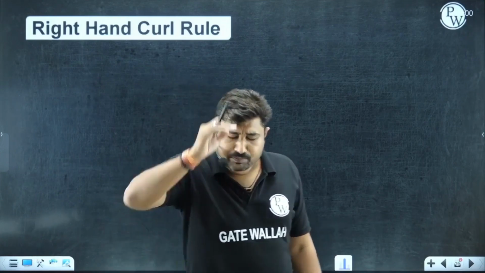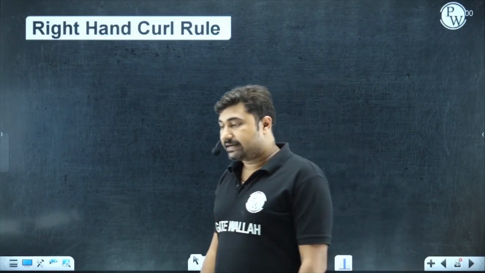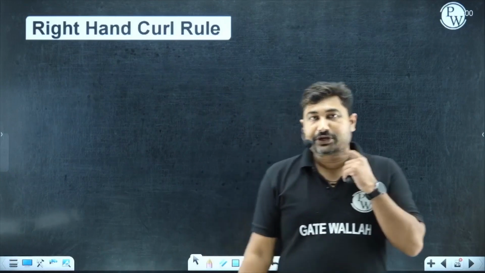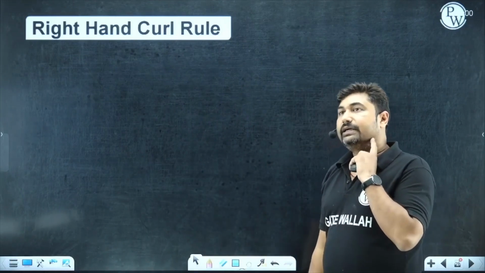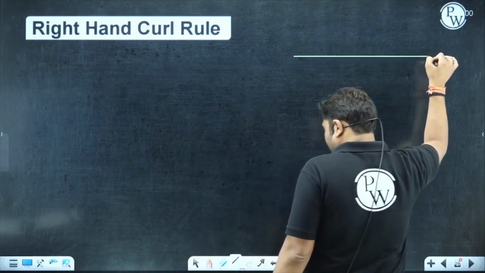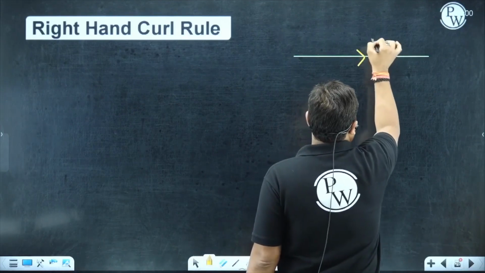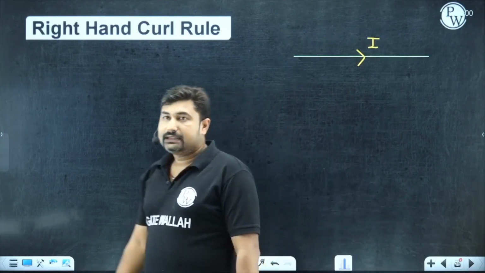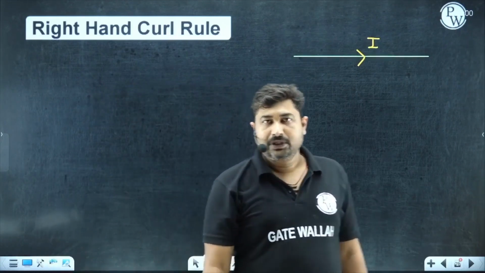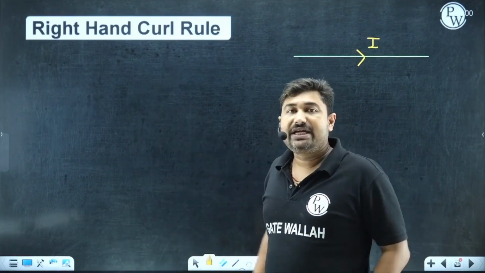This is the most important part of the entire electrical machine. Once you are able to understand the right-hand curl rule, then everything will be very easy for me to show you. Please observe the right-hand curl rule. If we have a wire, and this wire is carrying a current I, then it will create a magnetic field, because magnetic isolation is not possible. So every current carrying conductor is producing a magnetic field.